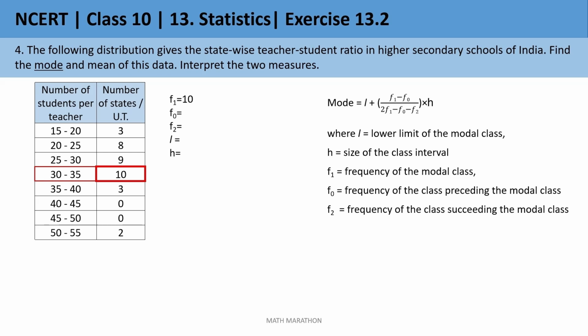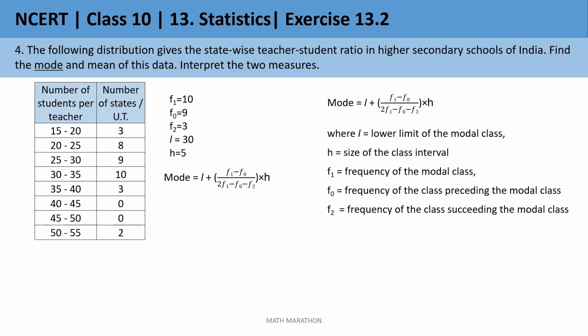f1 is 10. f0 is frequency of the class preceding the modal class. f0 is 9. f2 is frequency of the class succeeding the modal class. f2 is 3. L is lower limit of the modal class. L is 30. h is class interval. In class, 20 minus 15 is 5. Class interval h is 5. Now, we have sufficient information to calculate mode.